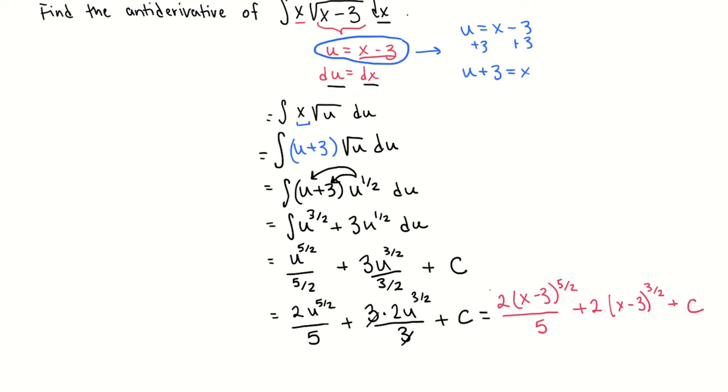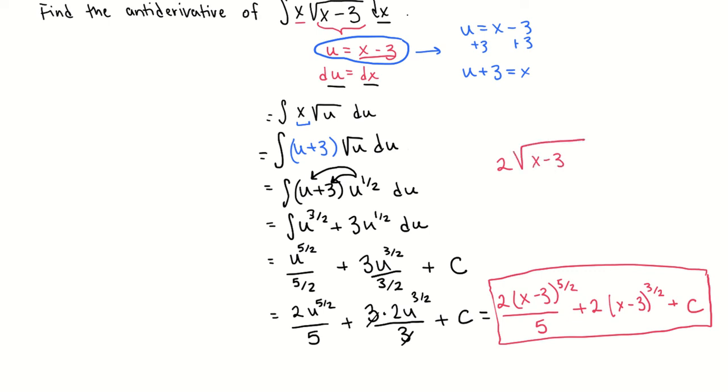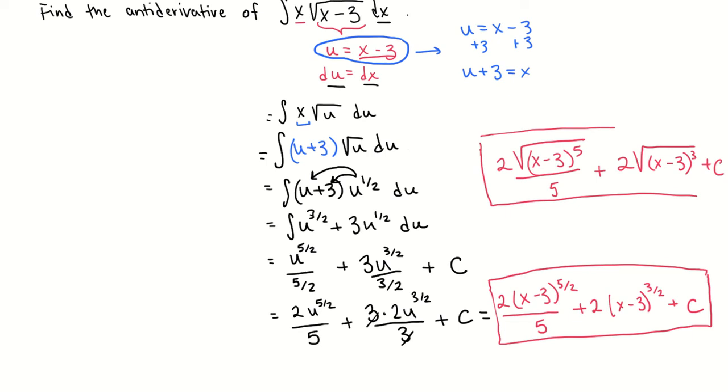So this answer is correct and sufficient. A different way that you could possibly write it is to bring back in the square roots. I'll show that way as well. That would be 2 times the square root of (x minus 3) to the 5th over 5 plus 2 times the square root of (x minus 3) to the 3rd plus the constant c. So either one of these methods of writing the answer is correct.